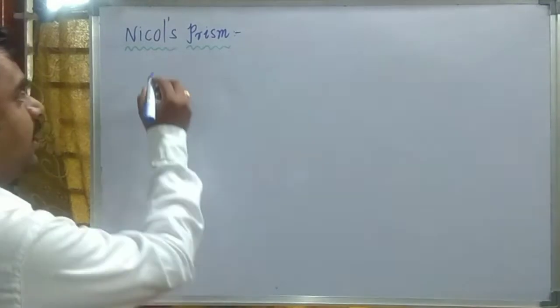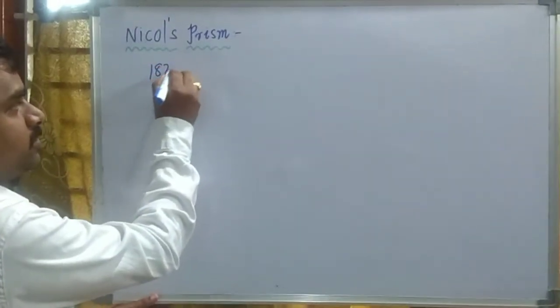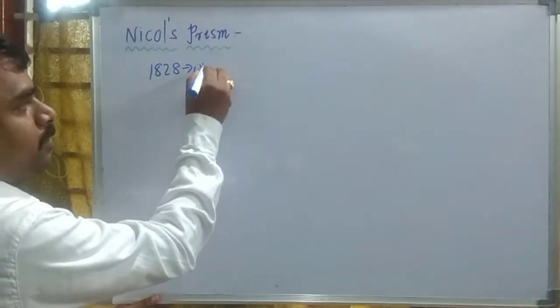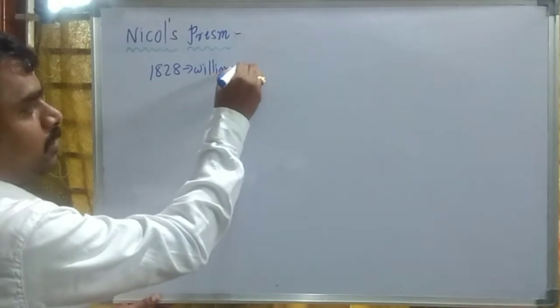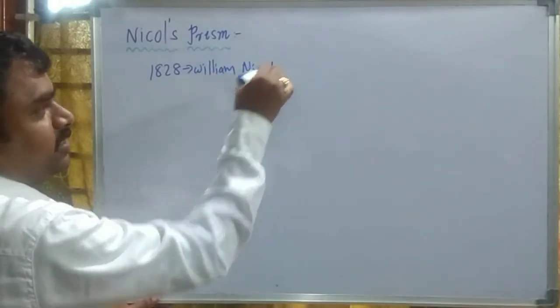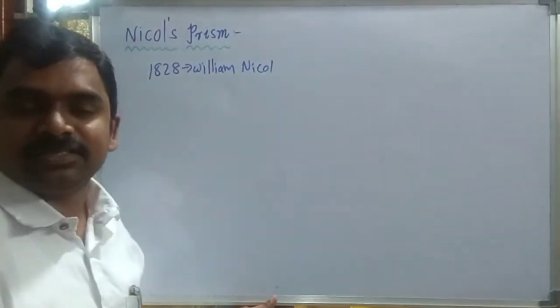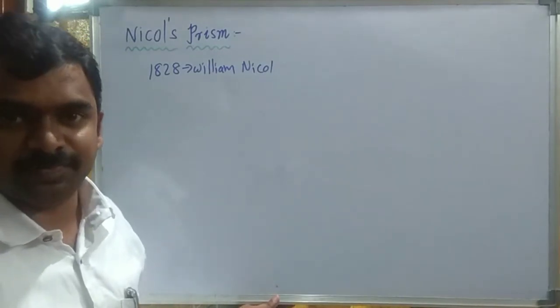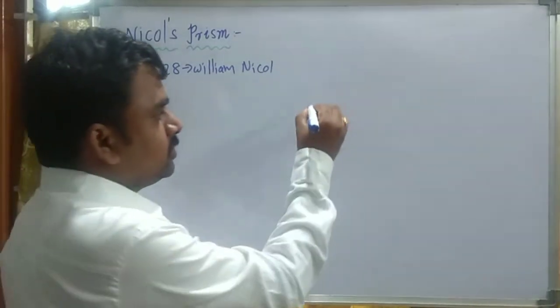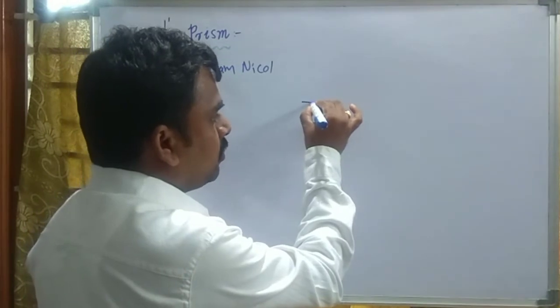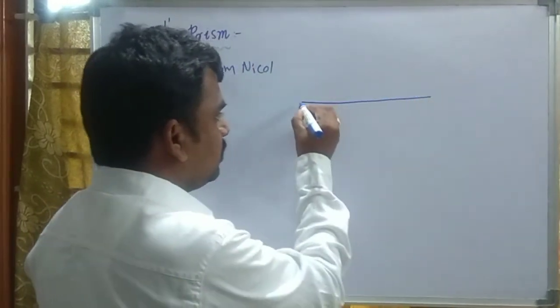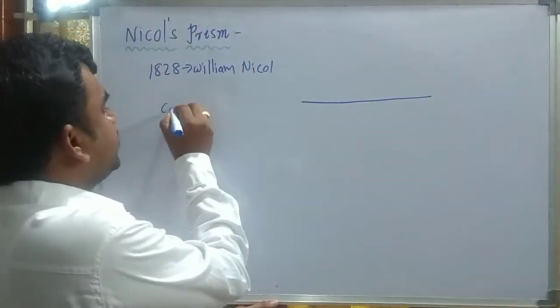This Nicol's prism was constructed by William Nicol in 1828. Nicol is the scientist's name. How did he construct that Nicol's prism? Let us see. He took a calcite crystal.